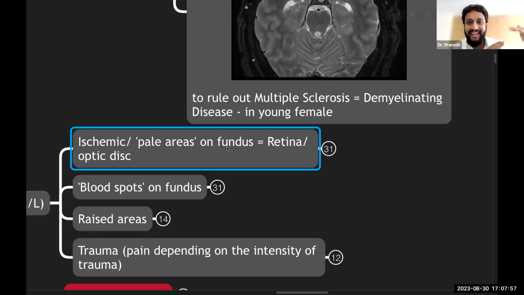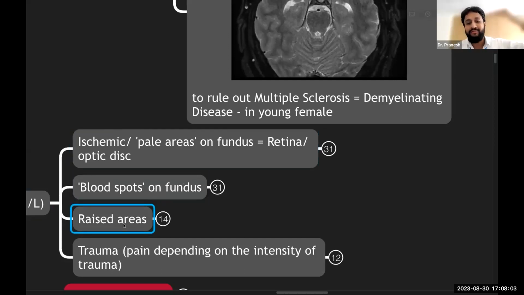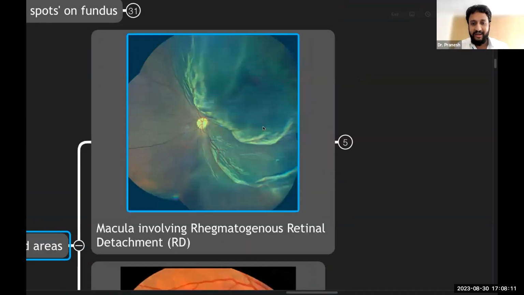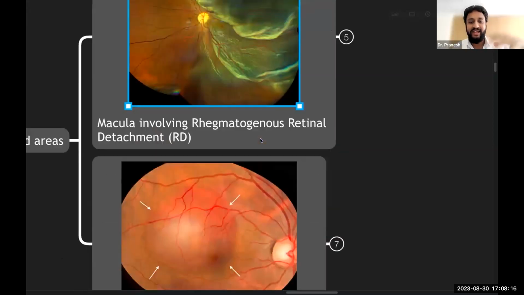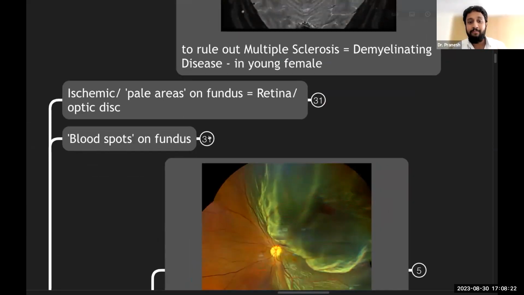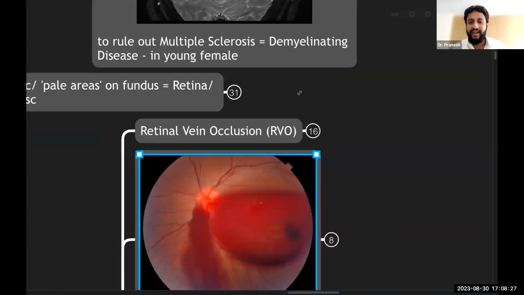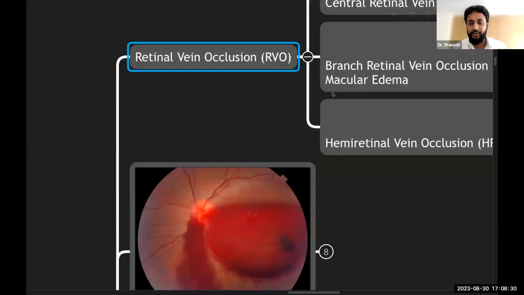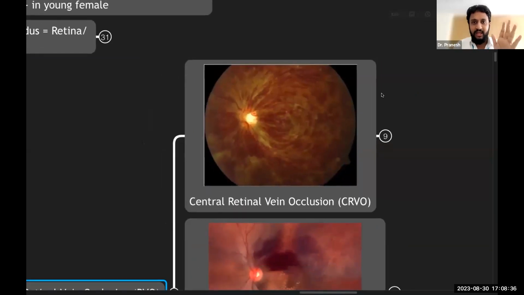Do you see a pale area, which means you see white areas? Do you see blood spots? Do you see raised areas on the fundus? Raised means elevated. For example, a retinal detachment is raised. Okay. You see this? This is a retinal detachment, which is raised. Sudden onset defective vision, painless. Look for these raised areas, elevated areas. CSCR, fluid in the macula. These are all important conditions. Do you see a blood spot? Look for any vitreous hemorrhage. Okay. Look for the vein occlusions, central retinal vein occlusion. This is CRVO. Okay.